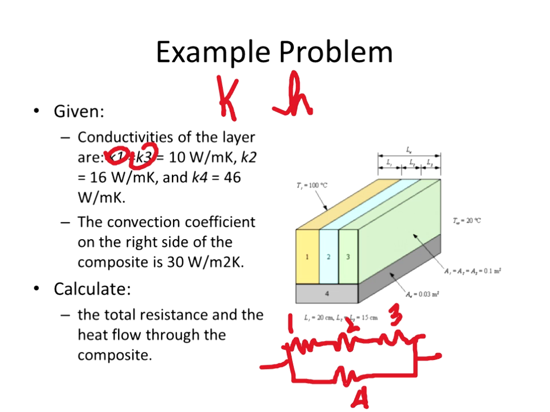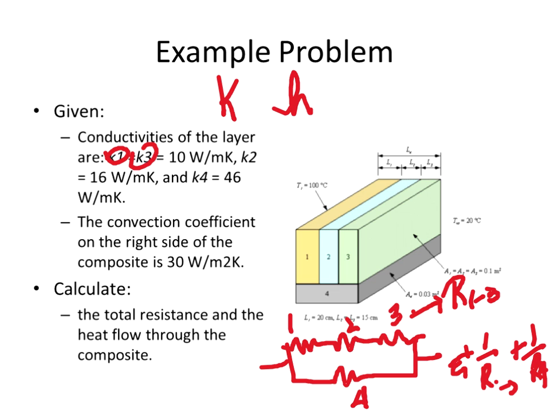So what you would do is you add up the resistances of 1, 2, and 3, and then you'll get a total resistance 1, 2, 3, and then now you have 4. So now you have a summation of 1 over R23 plus 1 over the resistance in 4. Okay, so I'm just giving you the overview.